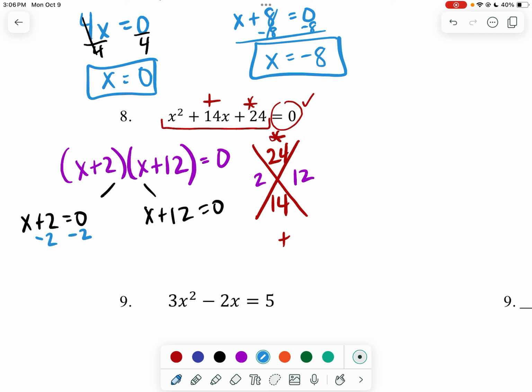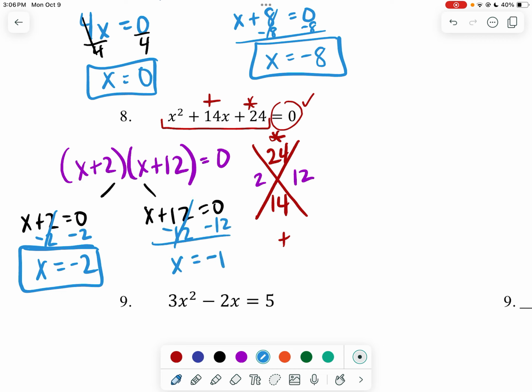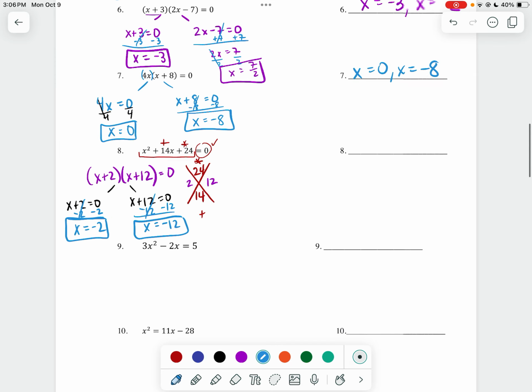So here I'll minus 2. So I get x equals negative 2 for one answer. This one I would minus 12, so I get x equals negative 12 for my other answer.